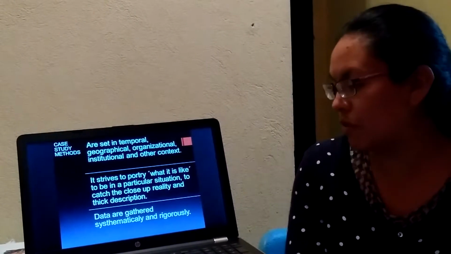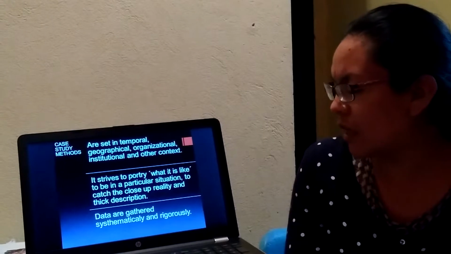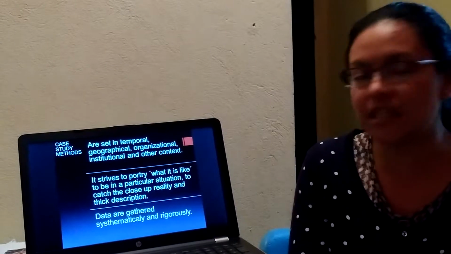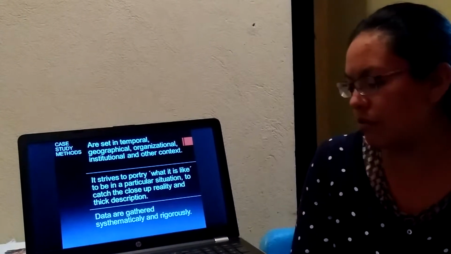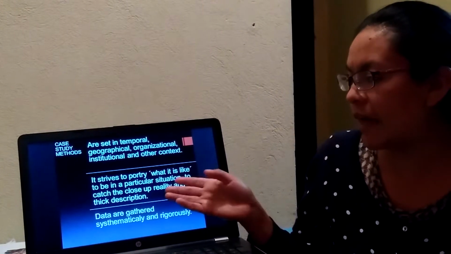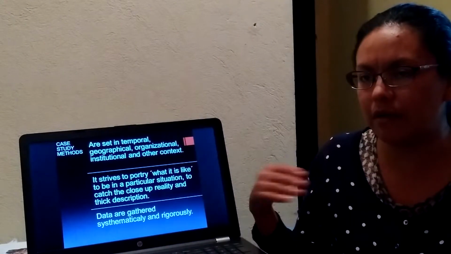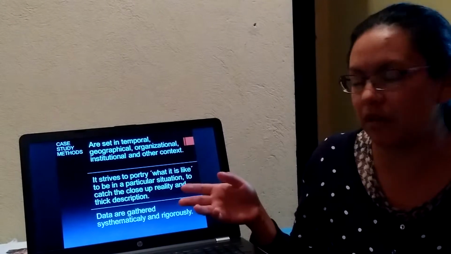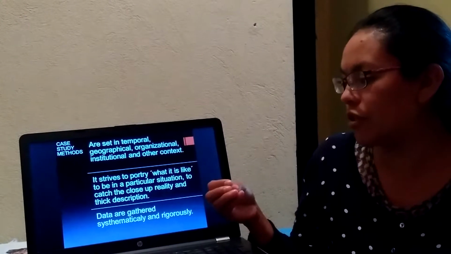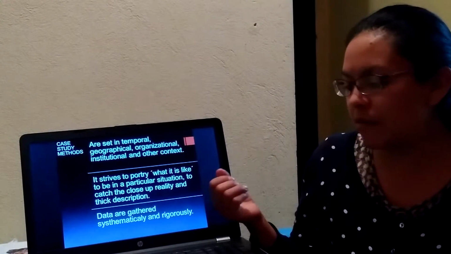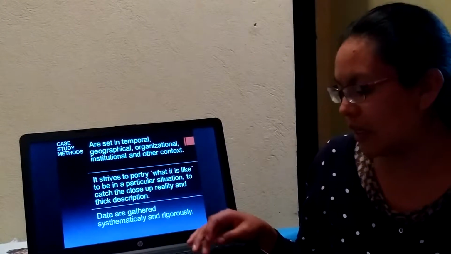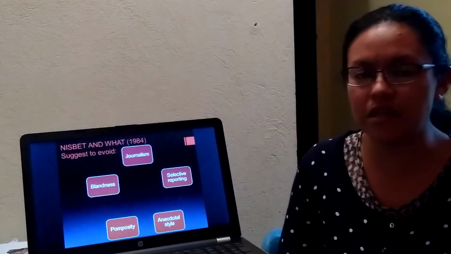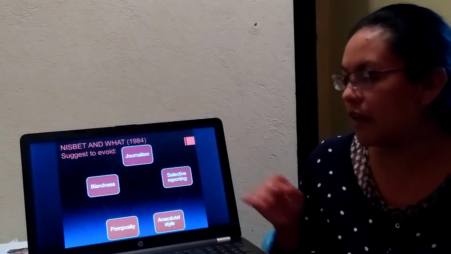thick description. In the case study, data are gathered systematically and rigorously. Despite the case study method belonging to the descriptive and interpretative approach, the data gathered must be systematic. In this way, Nisbet and Watt suggest avoiding these five things.